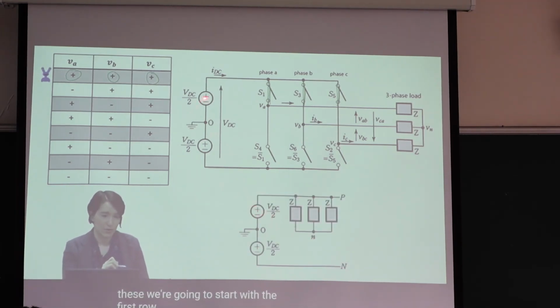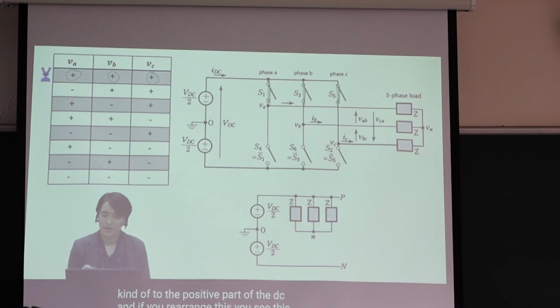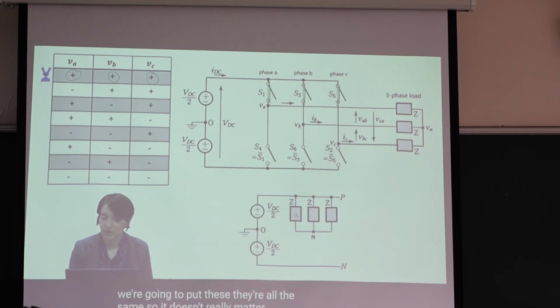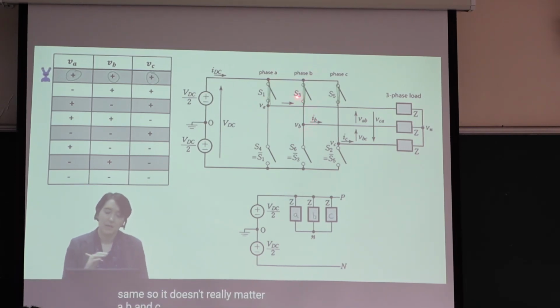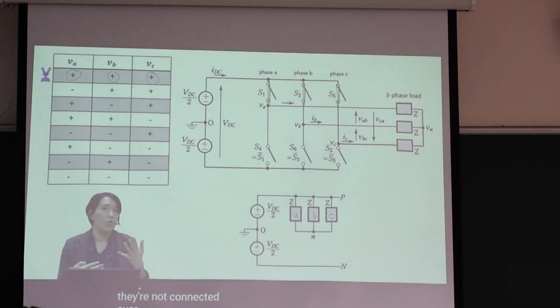We're going to start with the first row. All of them here are connected to the positive part of the DC. So if you turn on S1, S3, and S5, when you rearrange it like this, you see this diagram down here. We're just going to label them in here. They're all the same, so it doesn't really matter. This is what it would look like. And you can kind of tell from this one, they're not connected over any voltage.